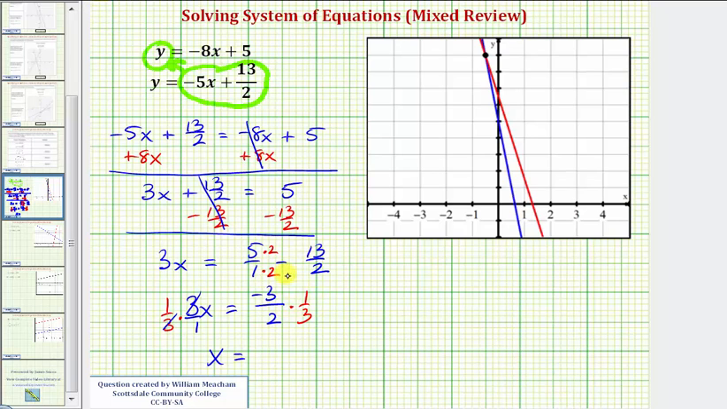We have a common factor of 3. This simplifies to 1. This simplifies to negative 1. So we have negative 1/2. So x equals negative 1/2. So for our ordered pair, we know the first coordinate is negative 1/2.